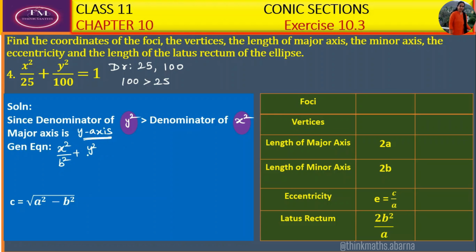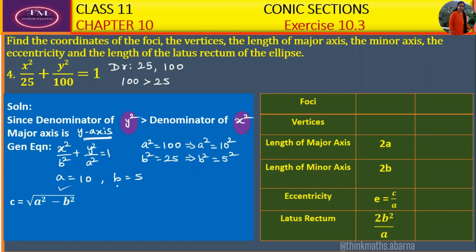Plus y square by a square equal to 1. So now comparing these two equations, we get a square equal to 100. So here a square is 100, b square equal to 25. So that means a square equal to 100 can be written as 10 square, and b square equal to 25 can be written as 5 square. Therefore, a will be equal to 10 and b will be equal to 5.